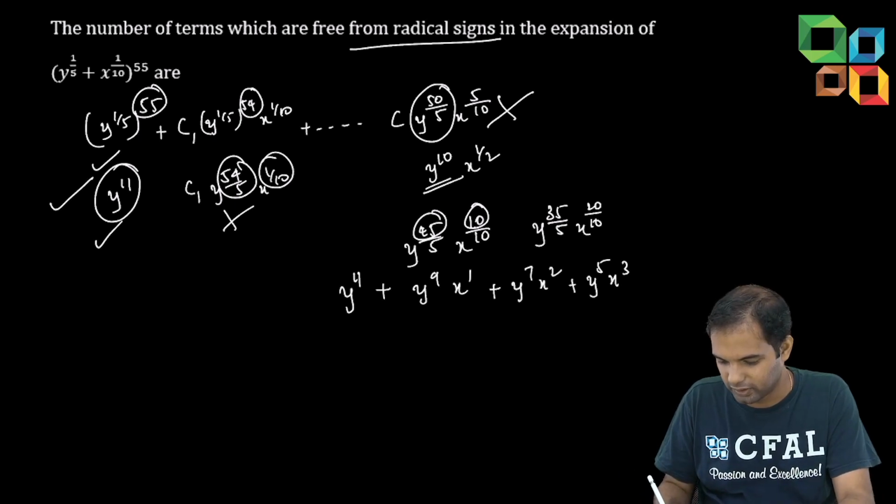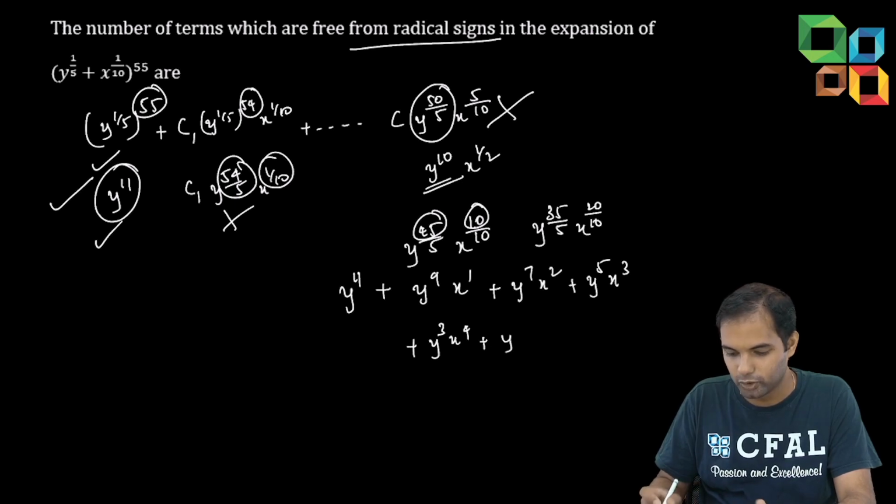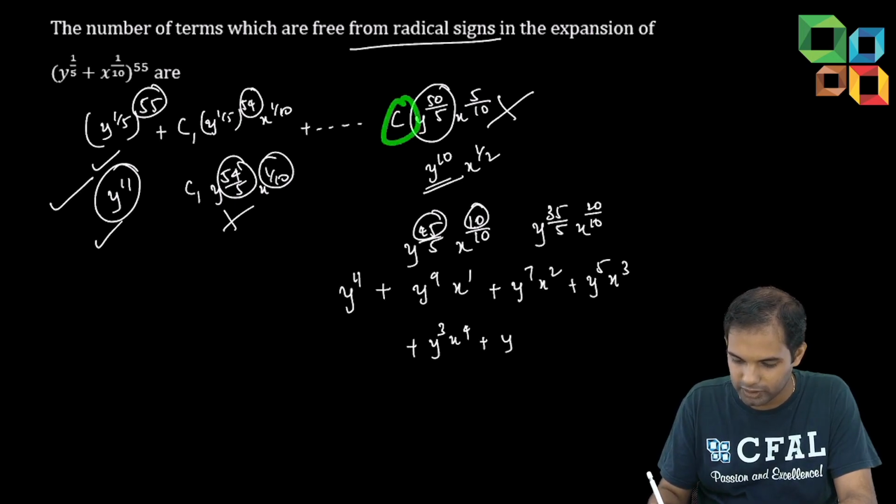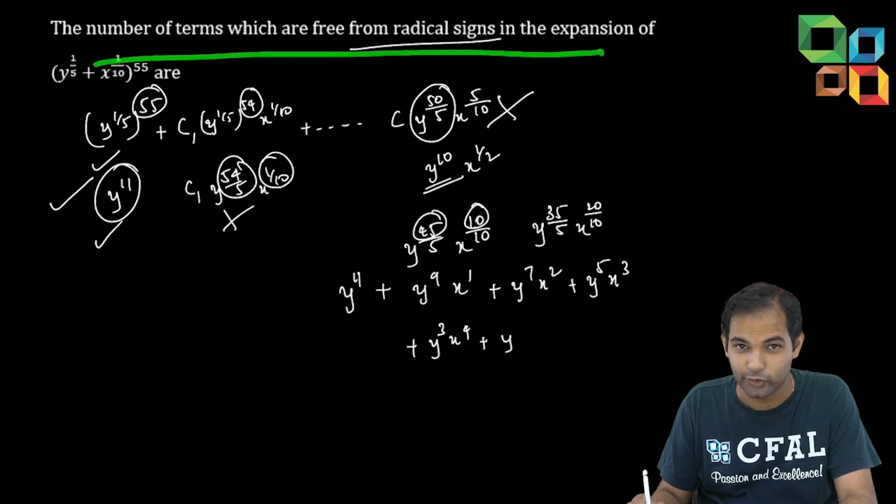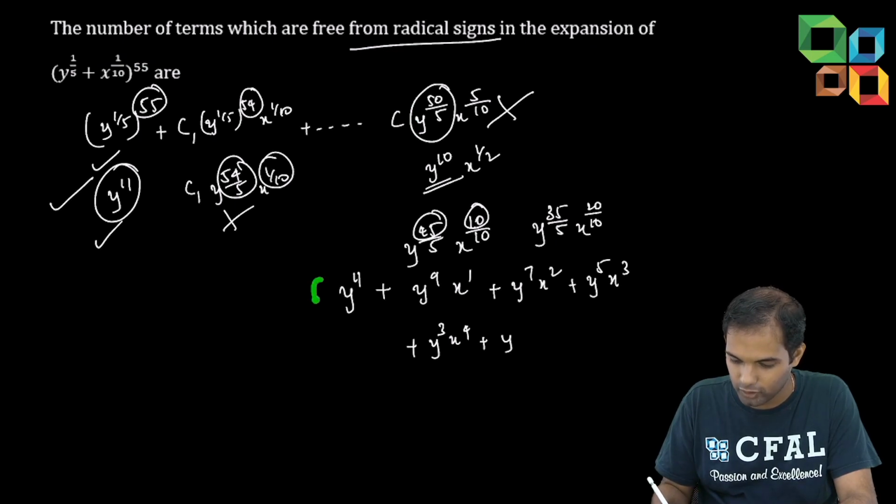That's why I'm just writing down so that it's clear. It's y cube into x power 4. Then say, I'm ignoring these coefficients, okay? Because they have not asked us what is the coefficient. We know that all these binomial coefficients are whole numbers. So we need not worry about what value it takes. Those values will always be whole numbers.